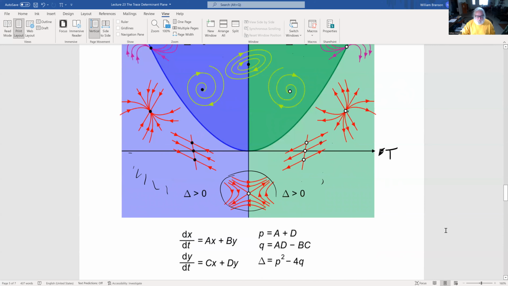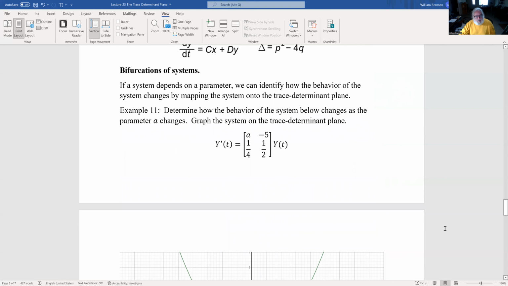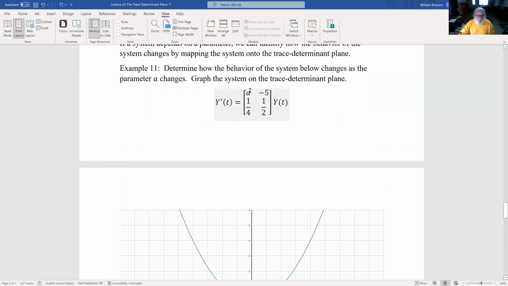So it's a picture of what the phase plane looks like. So, bifurcations of systems. Suppose we have a system that depends on a parameter. Can we identify how the behavior of the system changes by looking at how it moves on the trace-determinant plane? So here's a system that's got a parameter a in it. And we want to know, as we change a, how does the system change, right? a is part of the matrix. It affects what the eigenvalues are going to be.